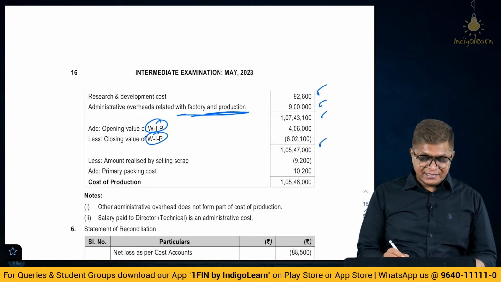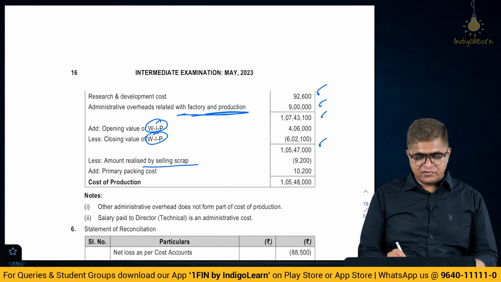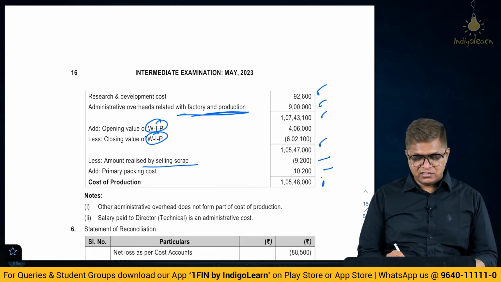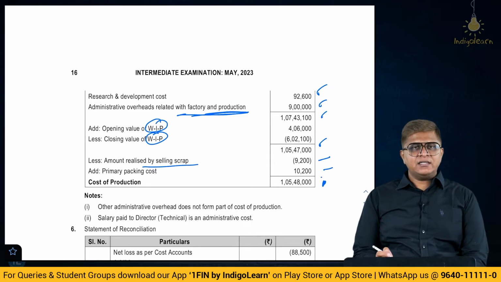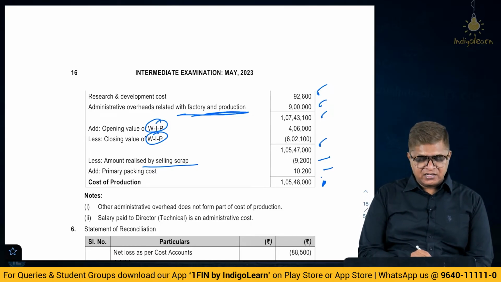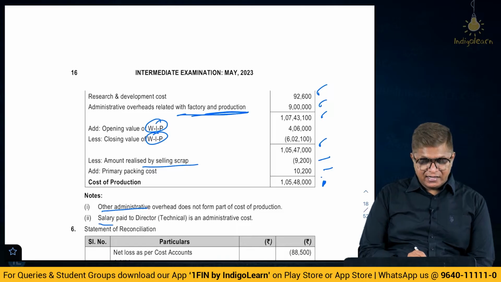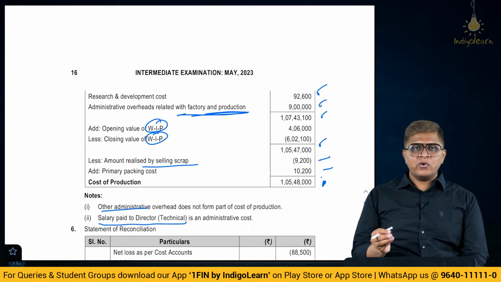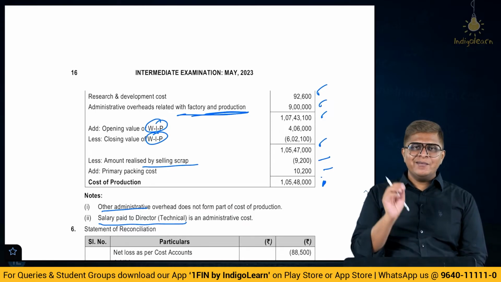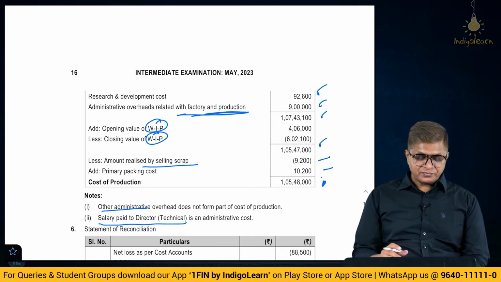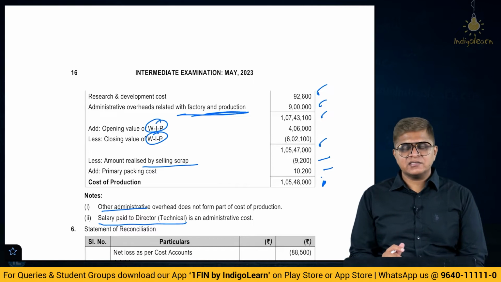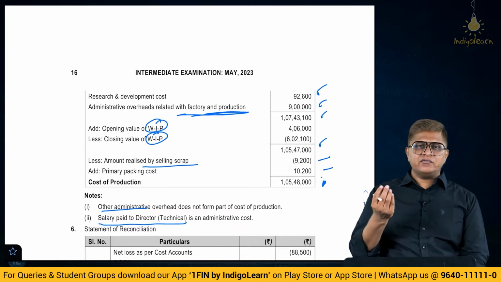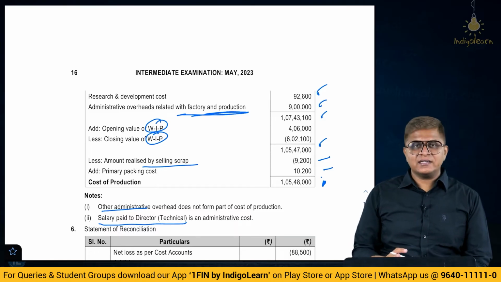From this, let's deduct, as we discussed, the amount realized from sale of scrap and add the primary packaging cost. So our total cost of production is 1,05,48,000. And as discussed, other administrative overheads and salary paid to director technical are going to remain out of our cost sheet. This is not going to go into the cost of production. These are administrative overheads. So that was a simple straightforward cost sheet. You can expect such questions in examination for 5 marks. Let's look at the next question.